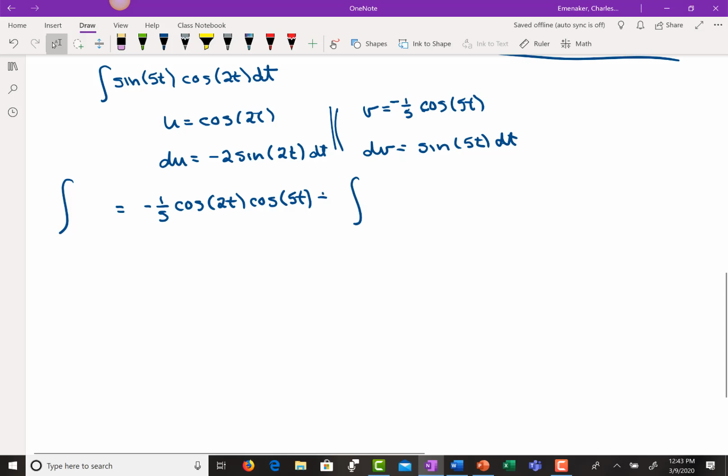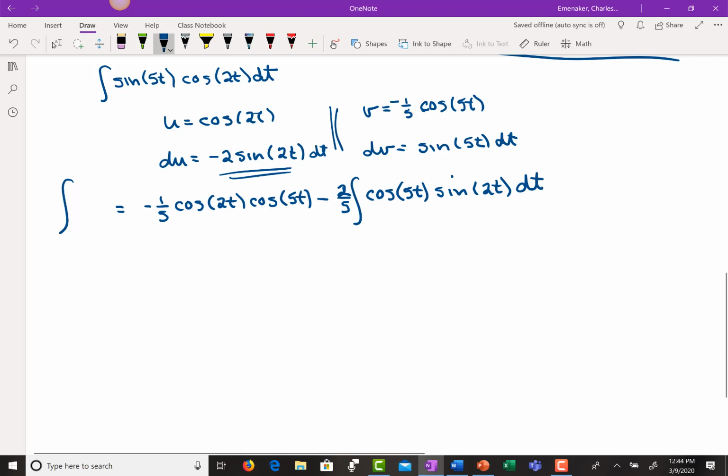Well, that's going to be a negative 1/5 cosine of 5t du. Oh man, we got another negative coming out, so it's going to change this from a plus to a minus. We can bring the 2 out front. Sine of 2t dt. Are you good? Everything making sense?